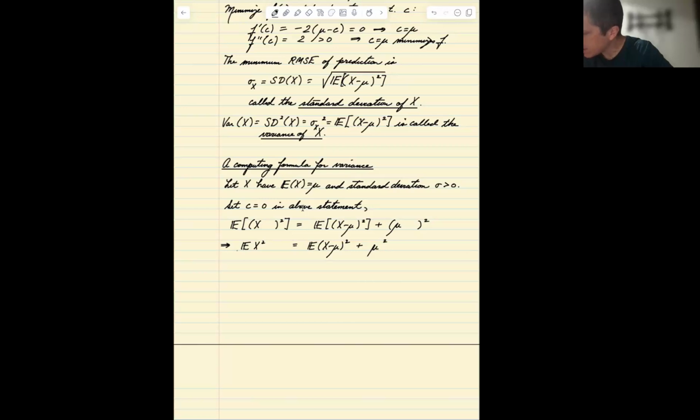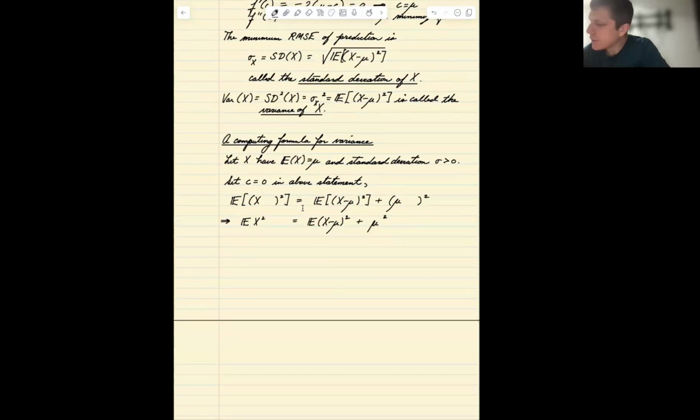I want to comment here, moving forward, a lot of times parentheses and brackets will get in the way when there are too many of them. With expectations, it's not really necessary to write the parentheses. The expectation E is what's called an operator. It operates on a variable, so I will often omit the parentheses as long as it's not going to create confusion. Just be aware of that.